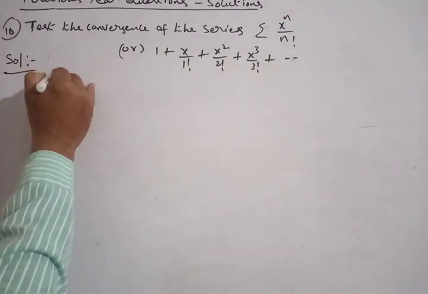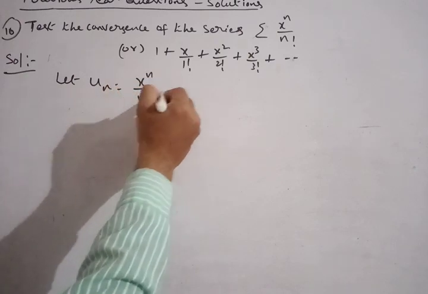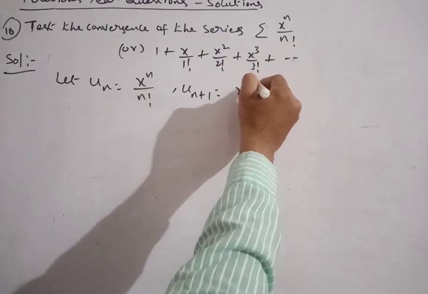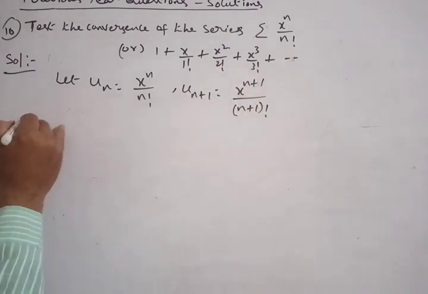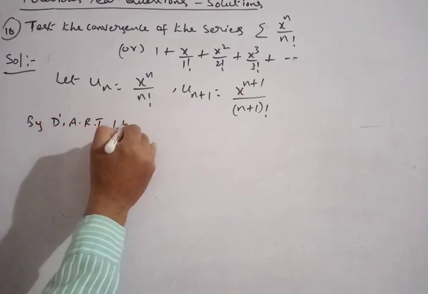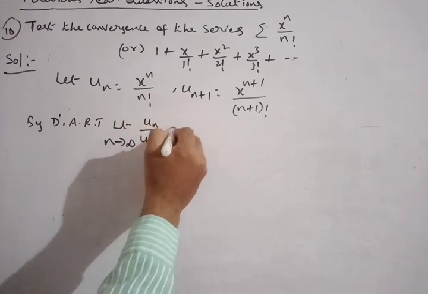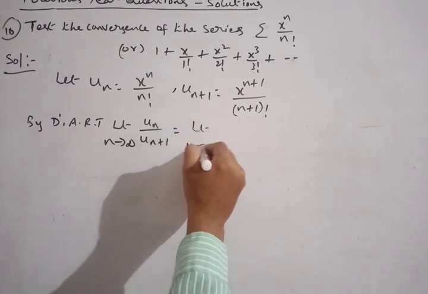So first in solution what we have to do? Let un is equal to x power n by n factorial. Then un plus 1 becomes x power n plus 1 by n plus 1 factorial. Now what we have to do? By D'Alembert's ratio test, limit n tends to infinity un by un plus 1.